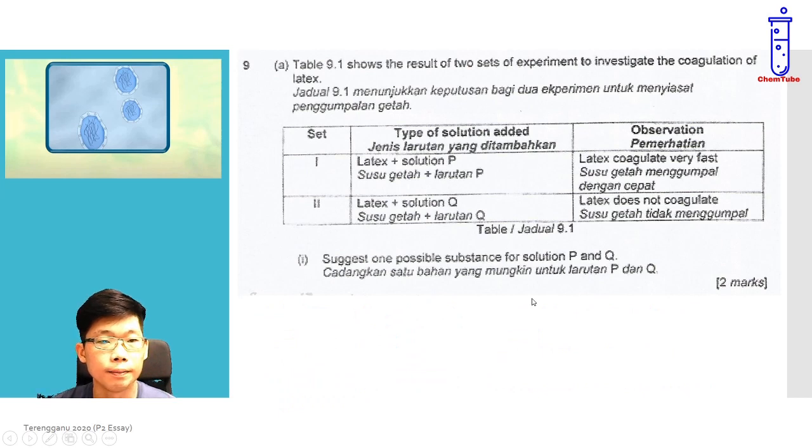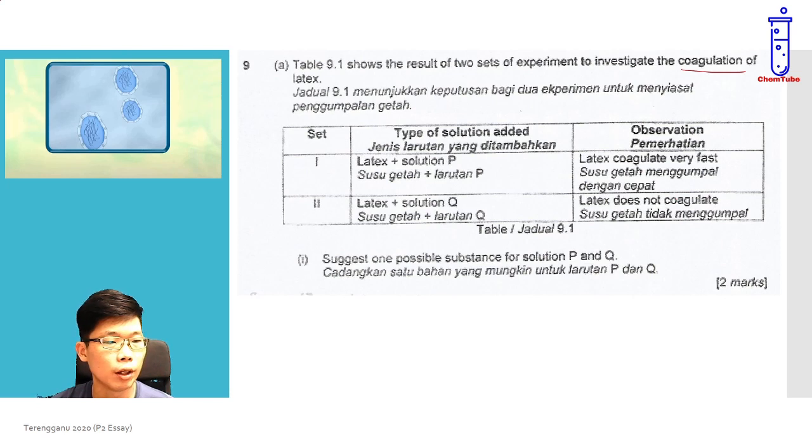Okay, question 9. The table shows the results of 2 sets of experiments to investigate the coagulation of latex. Coagulation means to turn the latex into a solid. Set 1, latex with solution P, coagulates very fast. Set 2, latex with solution Q, does not coagulate. So just suggest one possible substance for P and Q, so 2 marks.